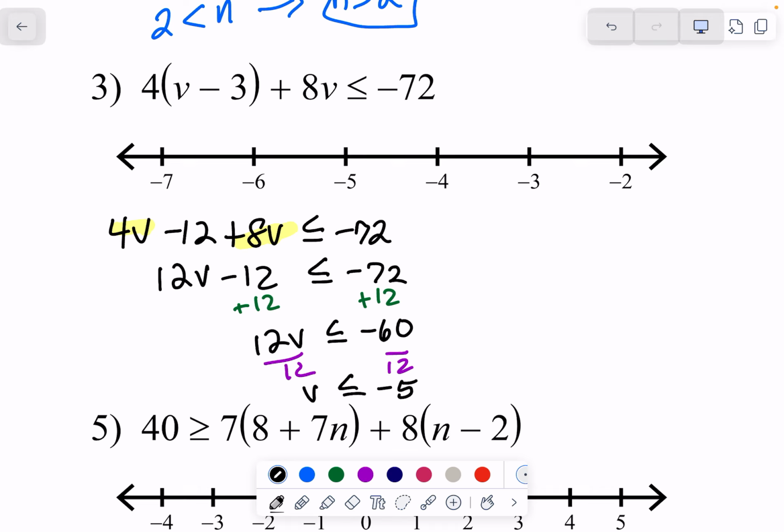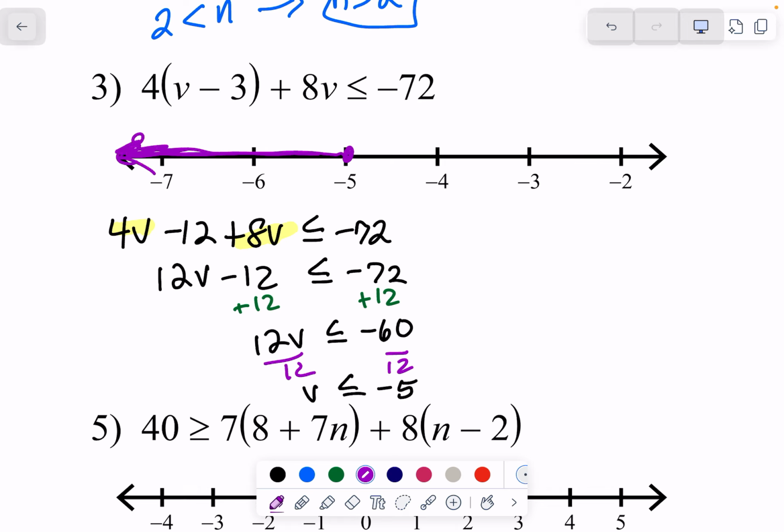Now, the fact that negative 5 is showing on our graph means that, hey, that's a good sign we did it right. Are we going to have an open or a closed circle at negative 5? We're going to have a closed one, right? So at negative 5, we're going to put our circle. The symbol looks like the ending we see there. We're going to shade to the left.